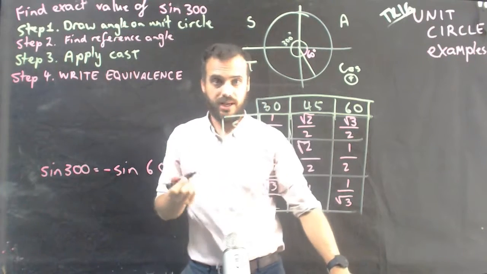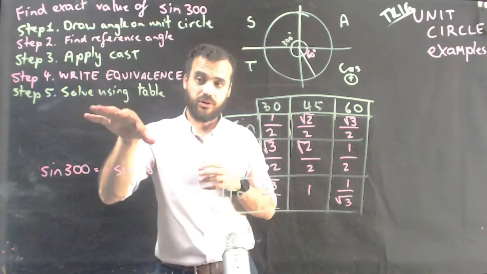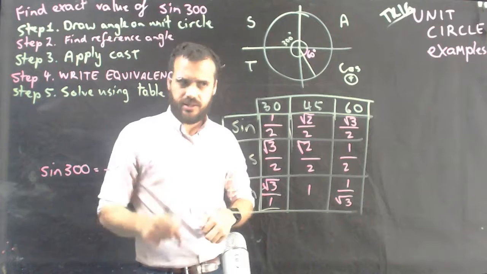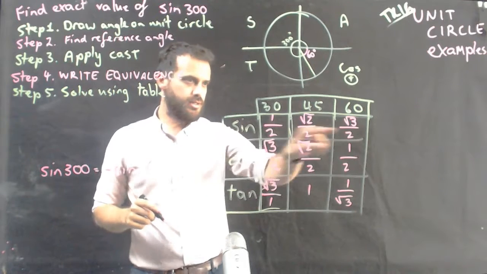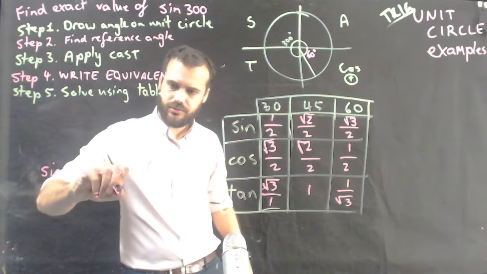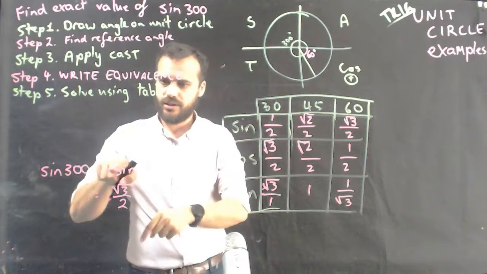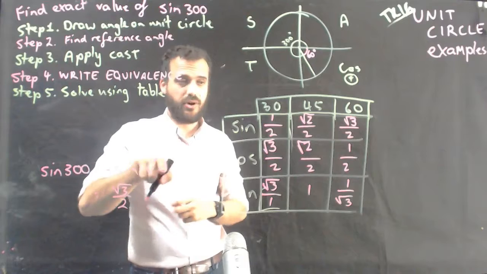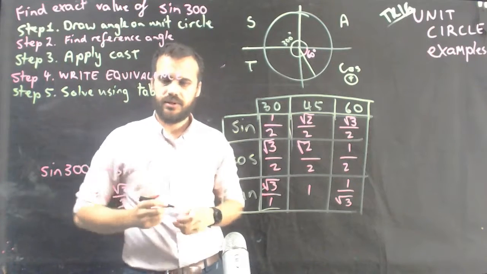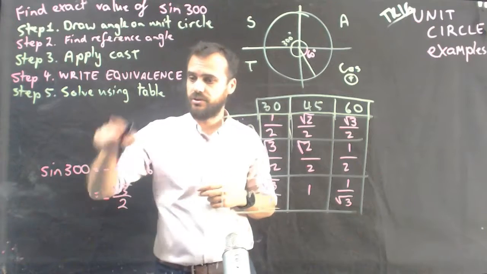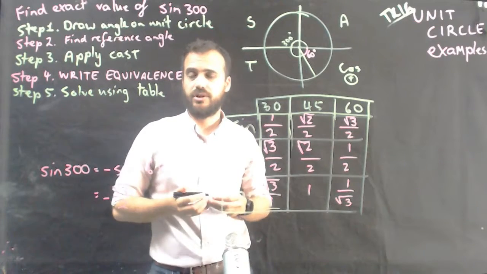And that brings us to our last step. The last step is to solve it using the table. So, sine 60. I know that sine 60 is root 3 on 2. And from my previous workings, I know that I've got negative of sine 60. So, therefore, the exact value of sine 300 is negative root 3 on 2.